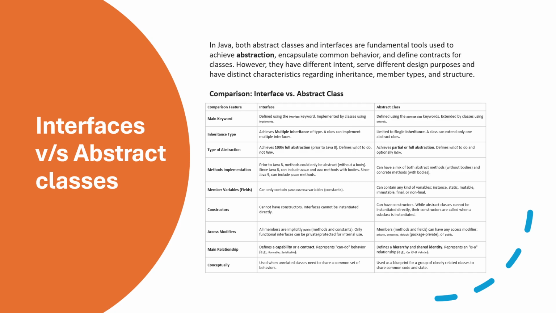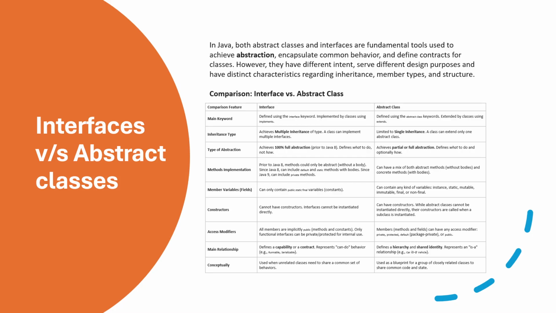Next feature is method implementation. So prior to Java 8, interfaces could only have abstract methods, meaning without a body. Since Java 8, they can include default and static methods with bodies, and Java 9 can include private methods as well. Abstract classes can have a mix of both abstract methods and implemented methods, which are also called concrete methods, with bodies.